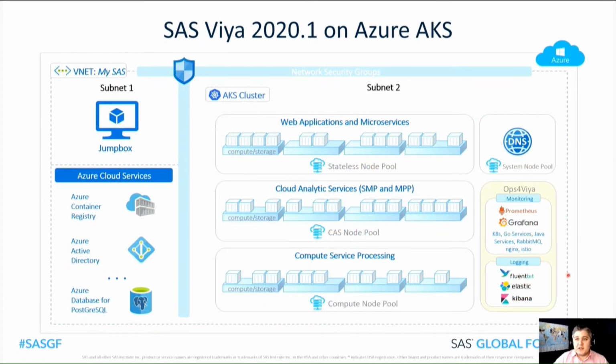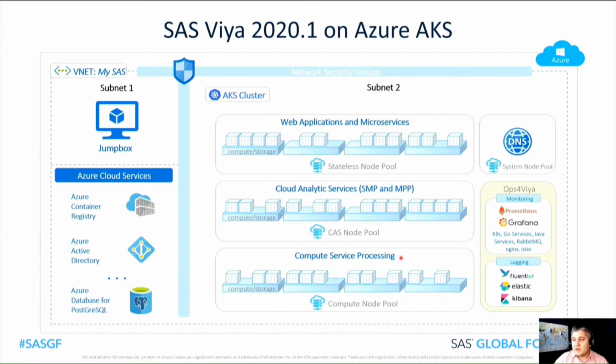Here is a graphical representation of what a SAS Viya 2020.1 deployment might look like on Azure AKS. Starting from the top left, you have a Bastion host or jump box in a separate subnet, called here Subnet 1. Our Kubernetes cluster, which is this whole box here, is deployed in Subnet 2. The cluster itself is made out of 5 separate node pools. The purpose of the pools is to keep containers that share the same purpose running on the same type of nodes. For example, CAS, like I already mentioned, benefits greatly from having a high ratio of RAM to CPU.